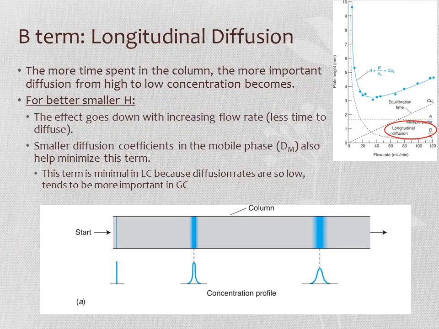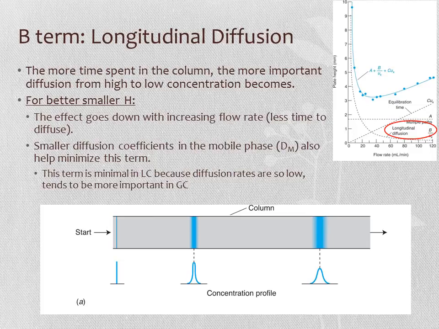The B term describes longitudinal diffusion. So we know that diffusion is simply movement of analyte from high to low concentration. And in chromatography columns, you definitely have a starting zone of high concentration. It's your pure mixture that you put on there. So all the components in that mixture are trying to diffuse in the flow path and backwards, actually in the flow path, to areas of low concentration.